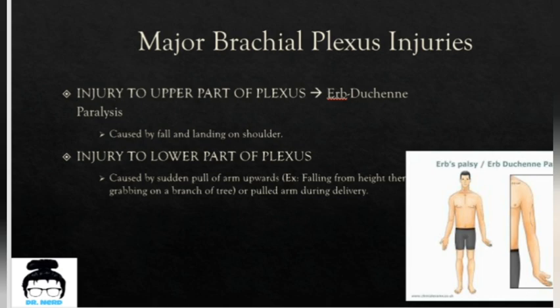On the other hand, lower brachial plexus injury may occur when the upper limb is suddenly pulled superiorly. It will affect C8 and T1. It may occur when the patient is grabbing support during a fall, as a birth injury, or if the patient is having thoracic outlet syndrome.